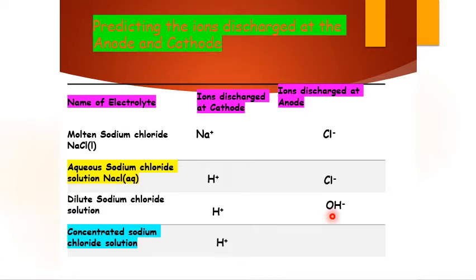Concentrated solution at the cathode, you should automatically say H+. For a concentrated sodium chloride solution, you're going to have H+, and the ion at the anode is going to be Cl- because you have a higher chlorine concentration. Okay, that's it.